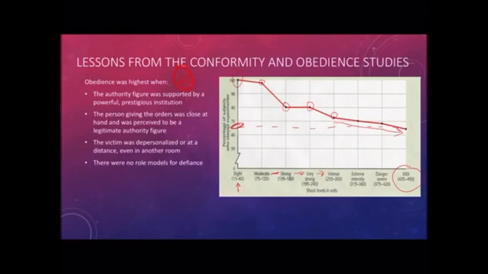And the last one is that there are no role models for defiance. If you're in a room where everyone else is also shocking some participant or student, and they're not stopping, no one else is acting up or defying, then you just think, well, if everyone else is doing it, then I guess I should just do it too, right? Whereas if even one person defies and says, this is wrong, I don't think we should be doing this, then all of a sudden people are willing to join in and say, I don't think so either, right?